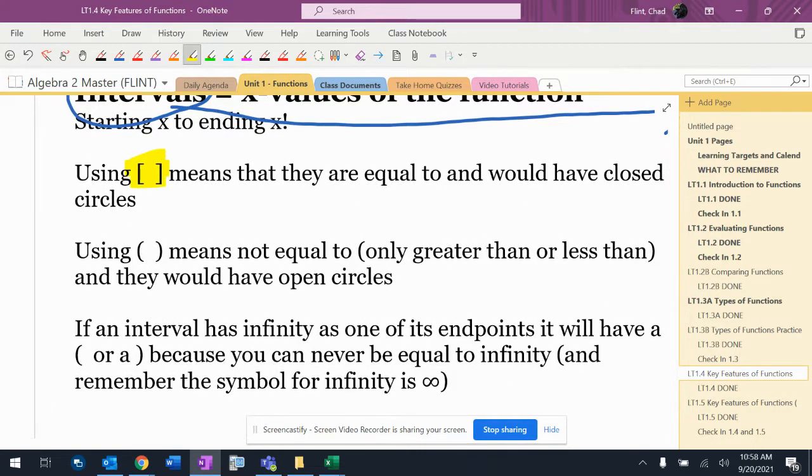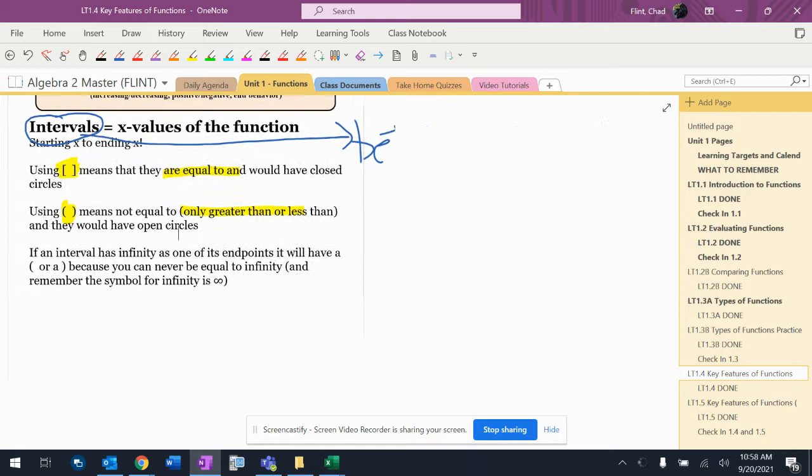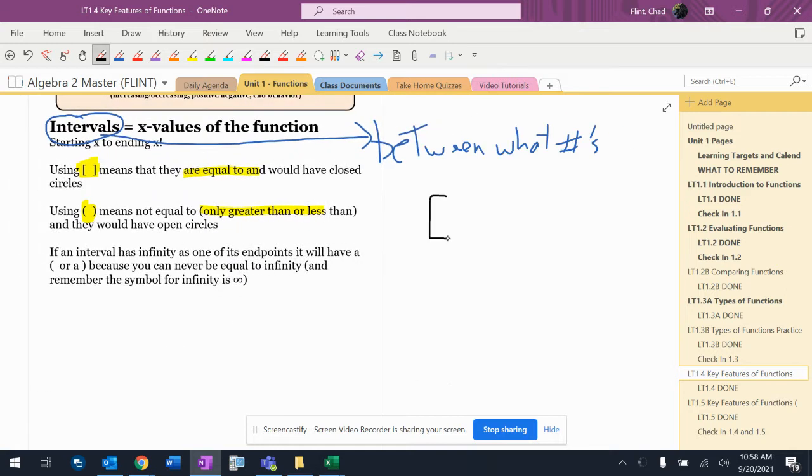Brackets mean that it's greater than or equal to, and parentheses means that it's only greater than or less than. So if you see brackets like this, 2 comma 7, that means x is greater than or equal to 2 and less than or equal to 7. These mean the same thing. If I'm on a graph, it would have a closed circle, or a complete line there, not an open circle. If it had parentheses, it would have open circles on the graph. So different things to look for.